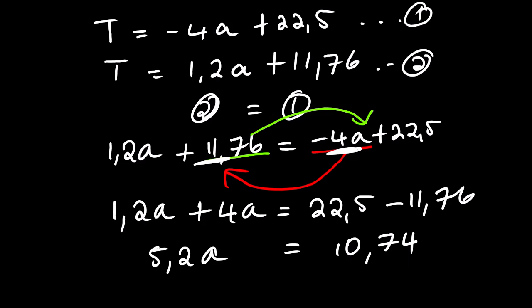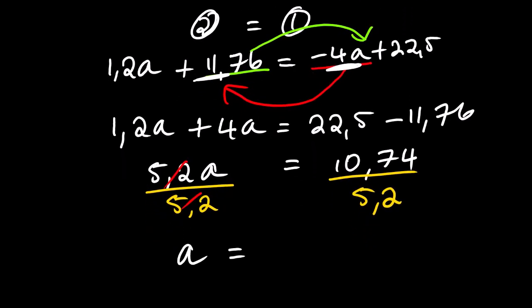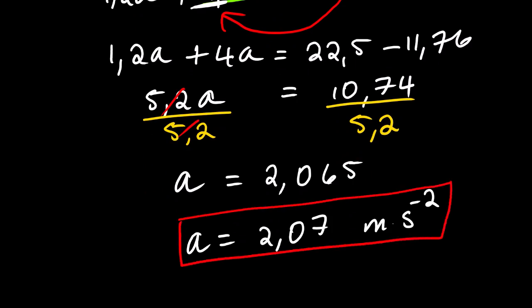Then we need to get rid of 5.2 from a, so we divide both sides by 5.2. This will result in 1. 1 multiplied by a is equal to 10.74 divided by 5.2. The answer is 2.065. When we round off to 2 decimal places, it will be 2.07 meters per second squared. So this is the first part of the question, whereby we calculate the acceleration of the system. Both of these blocks are accelerating at 2.07 meters per second squared.